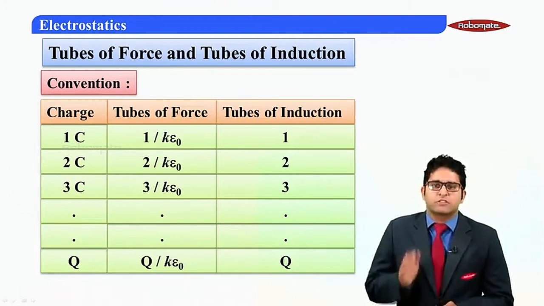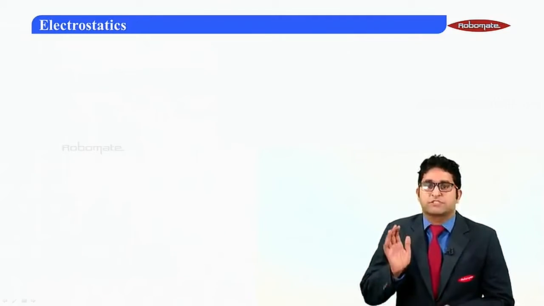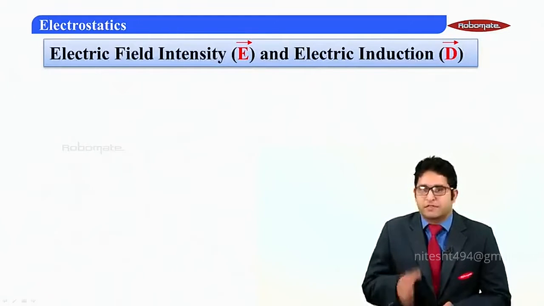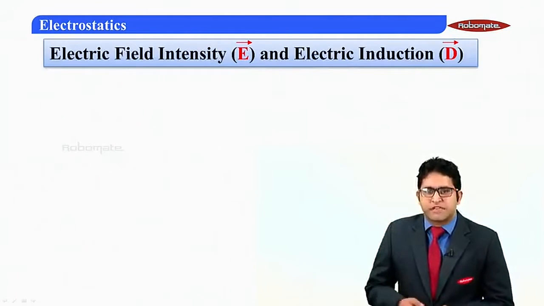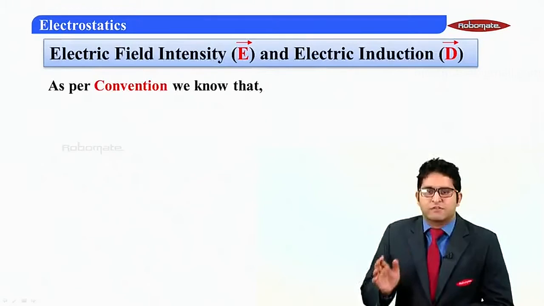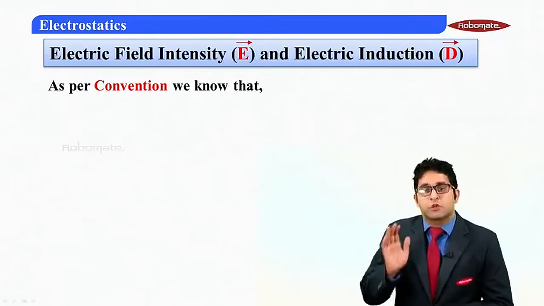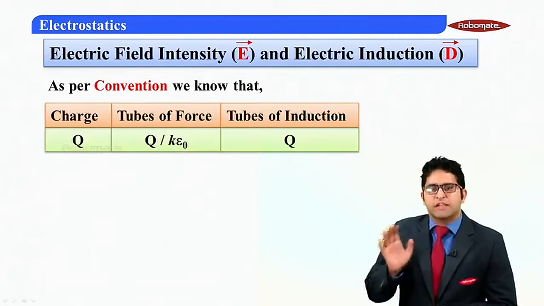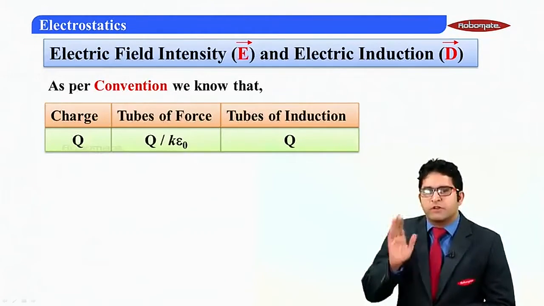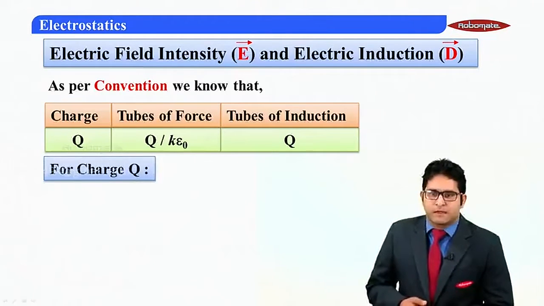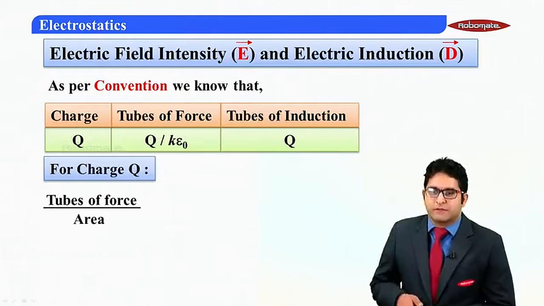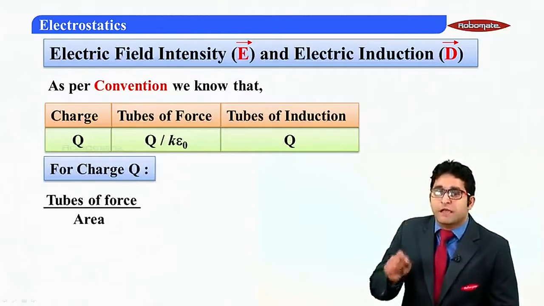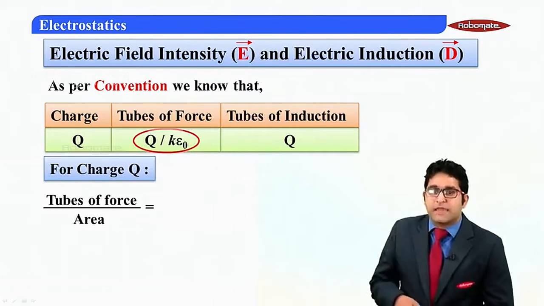Let us understand the concept of electric field intensity, which is given by symbol capital E, and electric induction, which is given by symbol capital D. Right? So students, in the previous slide we have learned about the convention. If the value of charge is capital Q, then the tubes of force is Q upon k epsilon naught, and the tubes of induction is equal to capital Q. Now let us find tubes of force per unit area for charge capital Q. Now if the value of charge is Q, then the tubes of force which will be coming out of it is Q upon k epsilon naught.